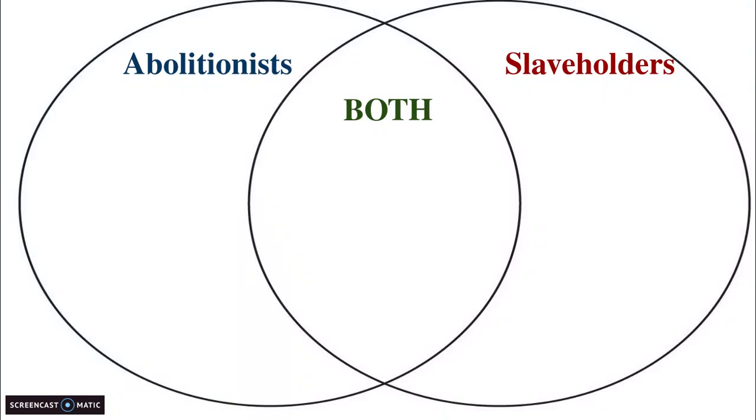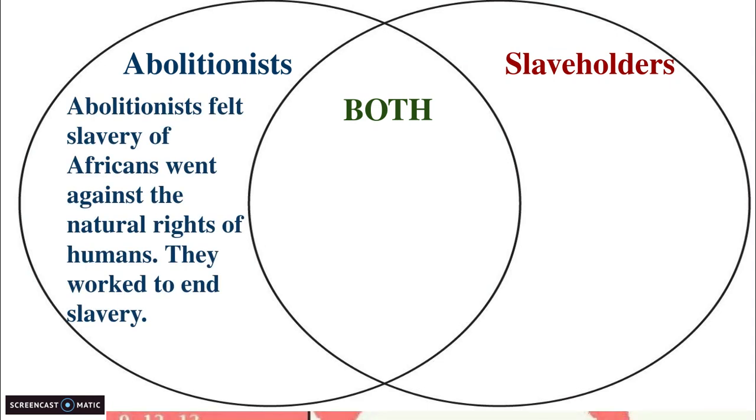So we have two groups of people that were in constant conflict in the United States. You had abolitionists and you had slaveholders. Abolitionists felt that slavery of Africans went against the natural rights of humans. That is saying that no human being should be a slave. We have the right to freedom. Abolitionists worked to end slavery in the United States.